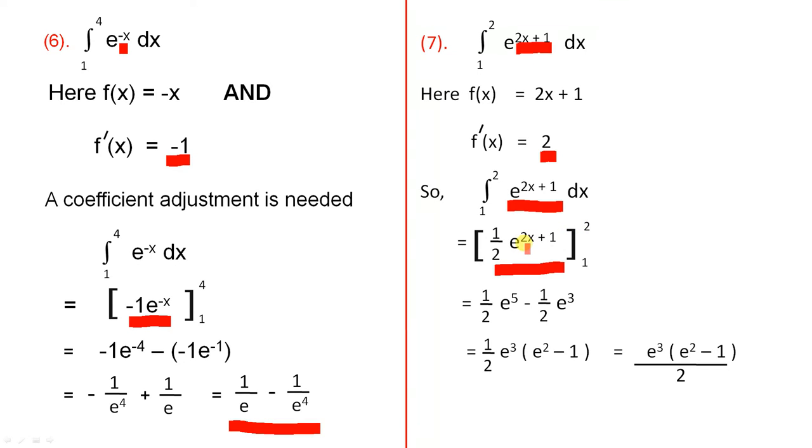So if we substitute 2 in, we get half e to the power of 5, because twice 2 is 4 plus 1 is 5, minus a half e to the power of 3, because 2 ones are 2, plus 1 is 3. Now, outside the brackets, we can take out a half e cubed. So we factorise by taking out half e cubed. We're left with e squared minus 1. So just to tidy that up a bit, that'll be e cubed times e squared minus 1, all over 2. And that's the answer.